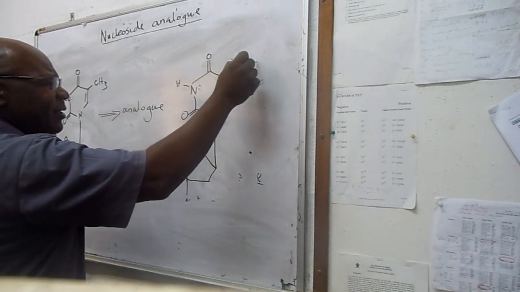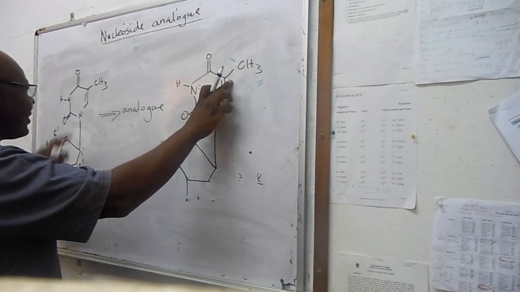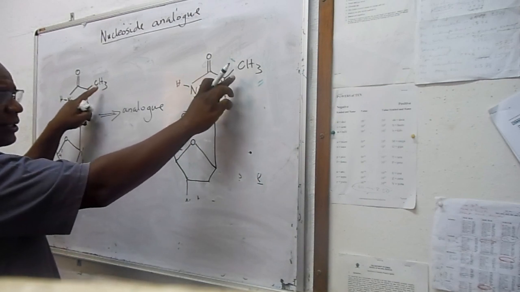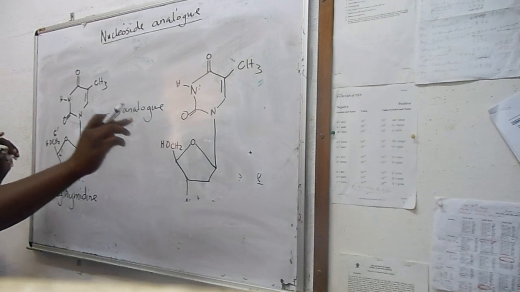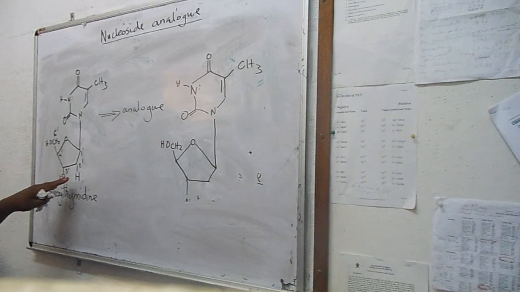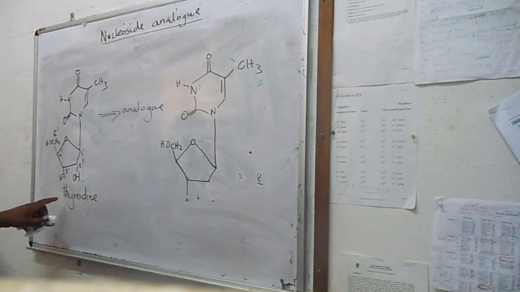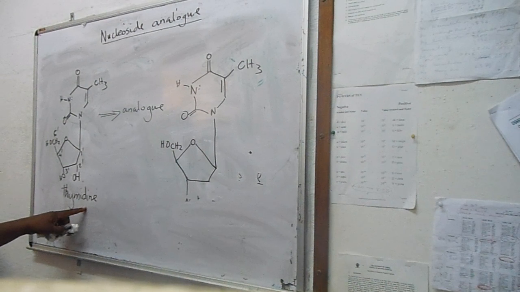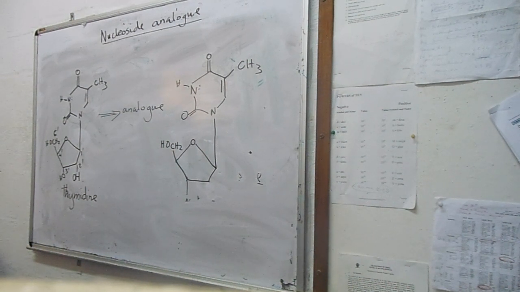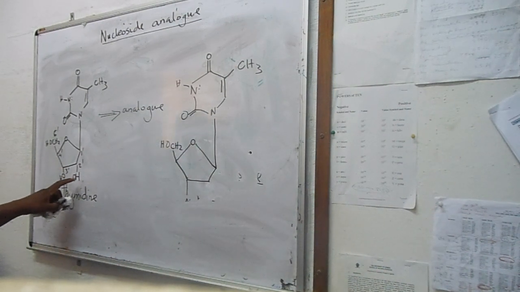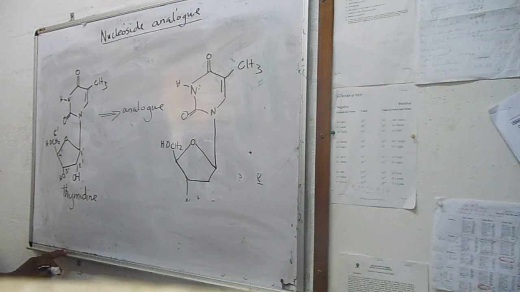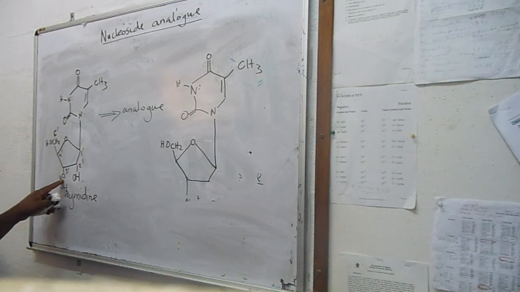Keep in mind there is a CH3 there. I missed out the CH3, so keep that in mind. Now, let me deal with the thymidine itself. Let's say another analog of thymidine. What I can do is to remove the hydroxide. After I have removed it, I leave the hydrogen. The resultant hydrogen, I also remove it.